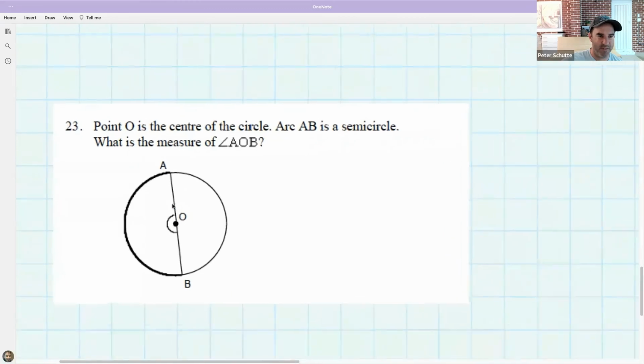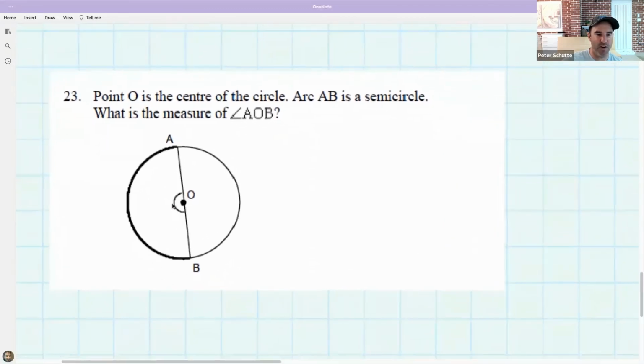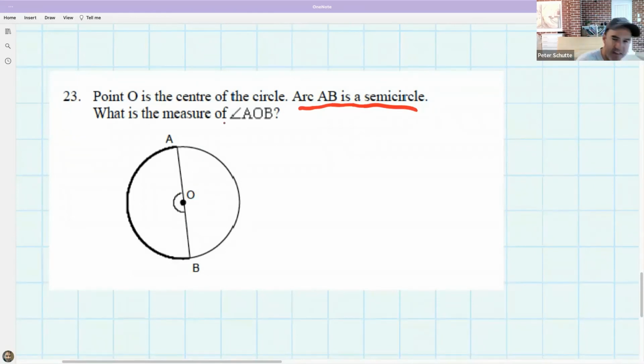Okay. So this is a bit of a challenge one. Point O is the center of a circle. Arc AB is a semicircle, which means it goes half the way around. What is the measure of angle AOB? So we're going to end today with this question. And then for the last 5 minutes, I'm just going to take questions from people who want me to clarify stuff from the lesson. Emekle, I think you've got it.